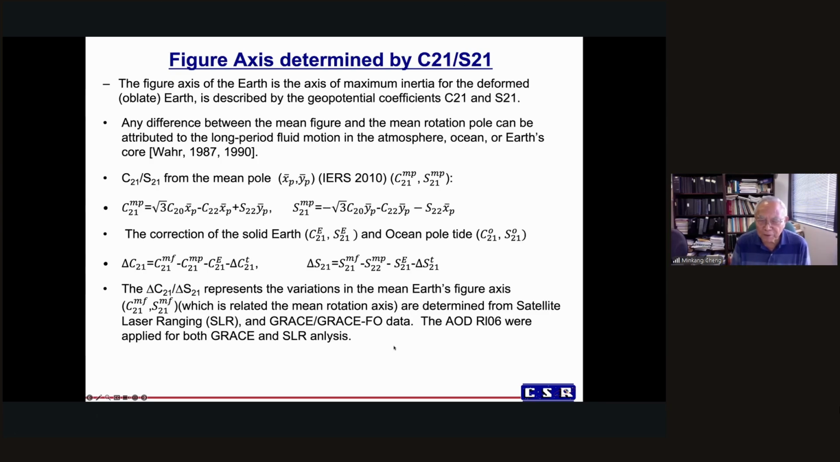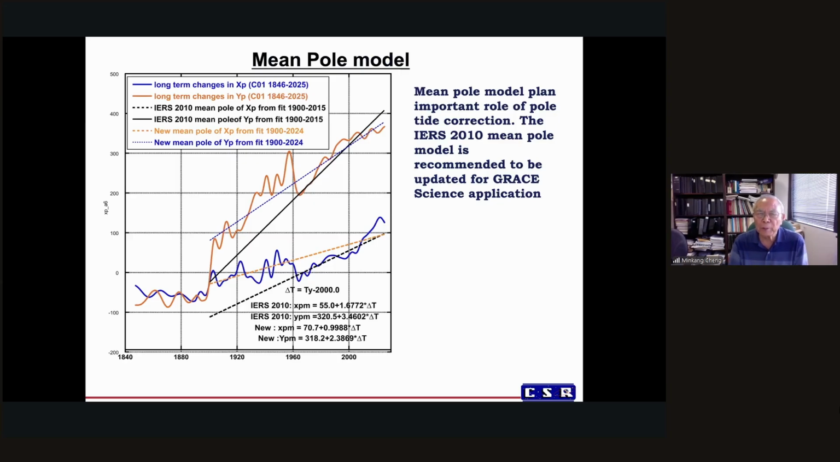All of this from the GRACE and SLR analysis, AOD release 6 were used. The difference now is that I'm going to compute the SLR-determined C21 and S21 where we subtract the mean pole, but the GRACE processing just keeps it without removing the mean pole effects. Then I'll show you. First, we're talking about the mean pole.